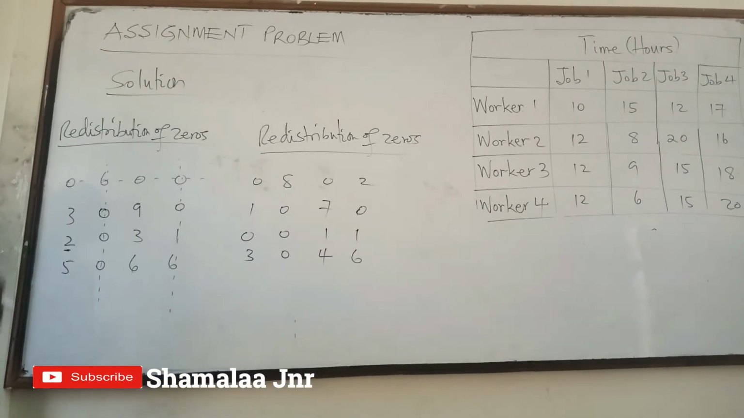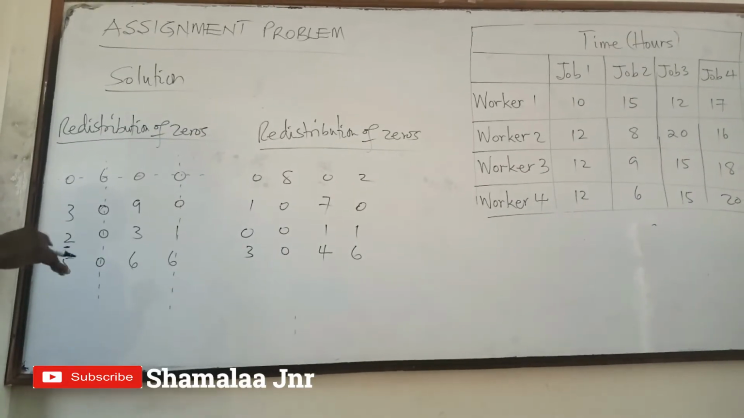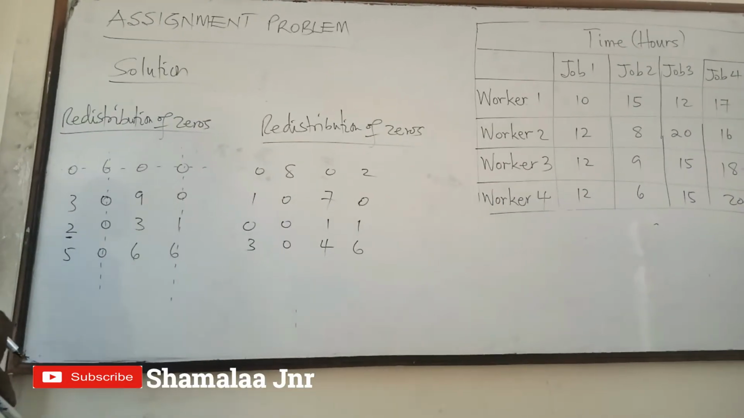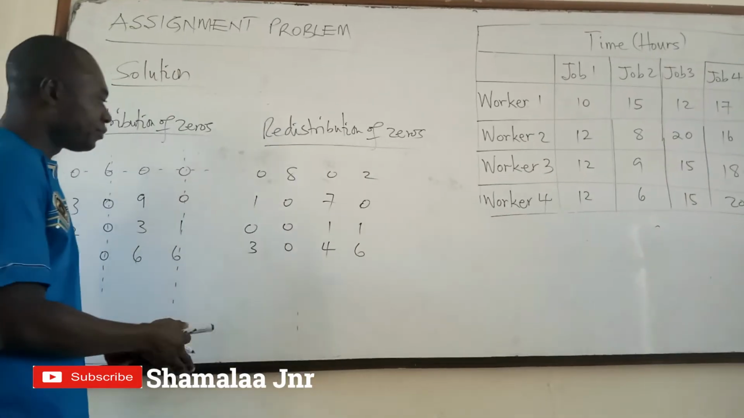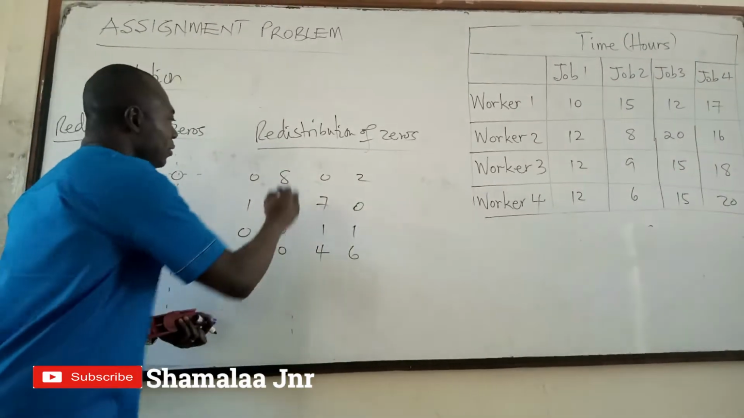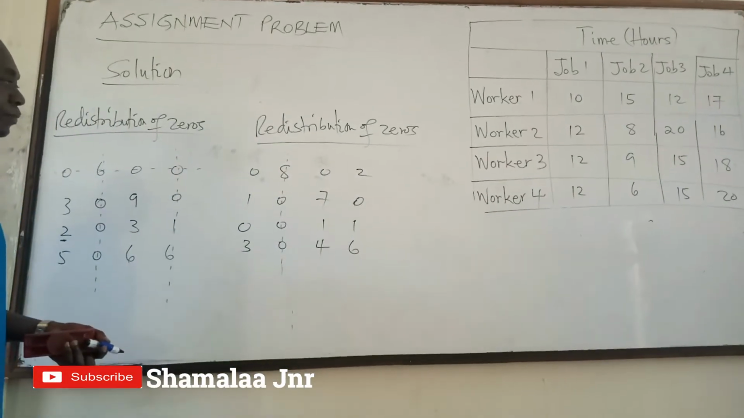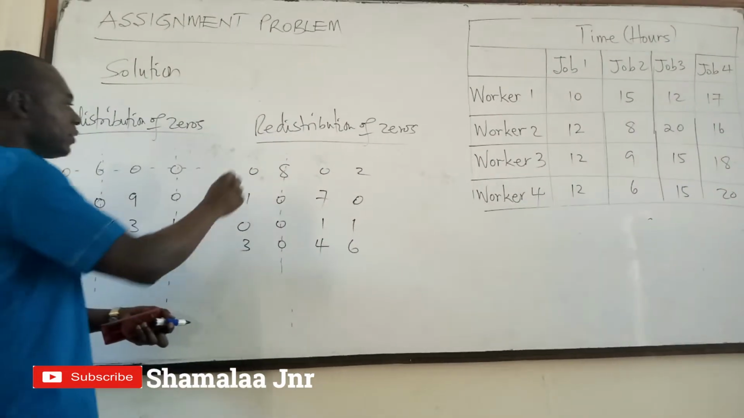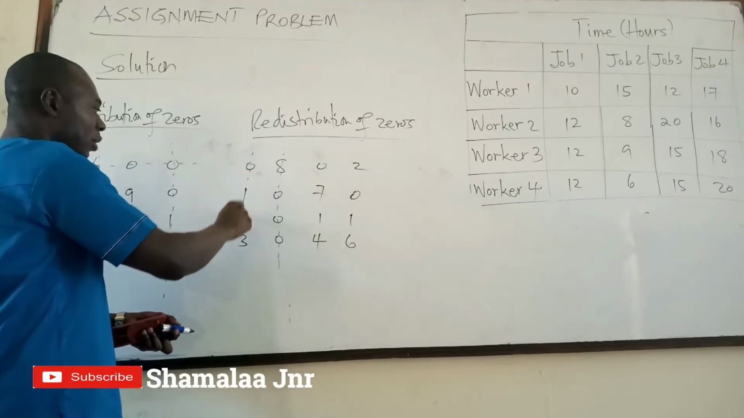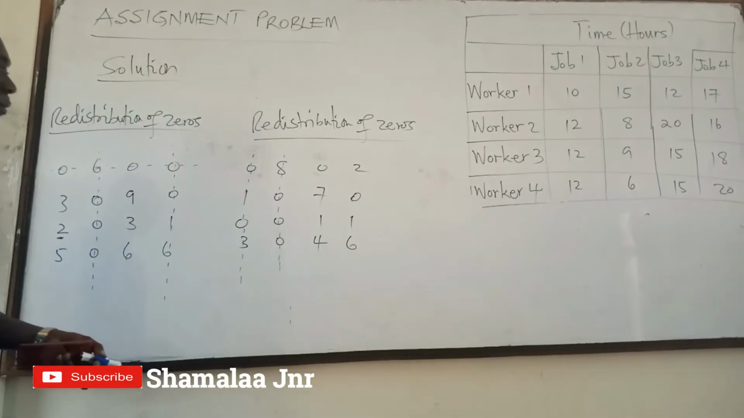Here, we are going to still cross out the zeros using the least number of lines possible. So look at it. How can you do it? You can just cross out all these zeros with one line. You can also decide to cross out all these 2 zeros.